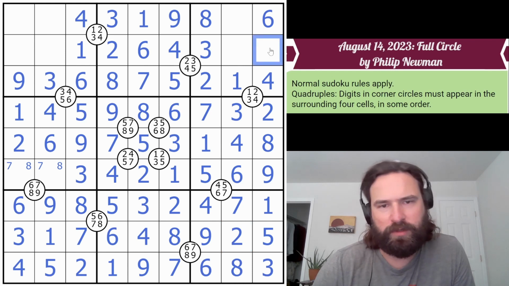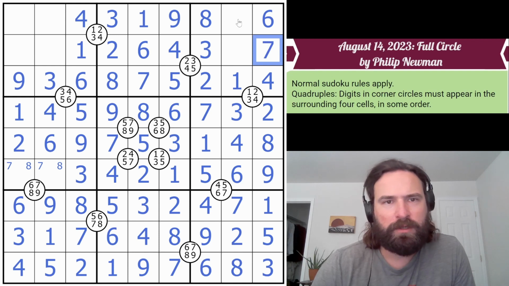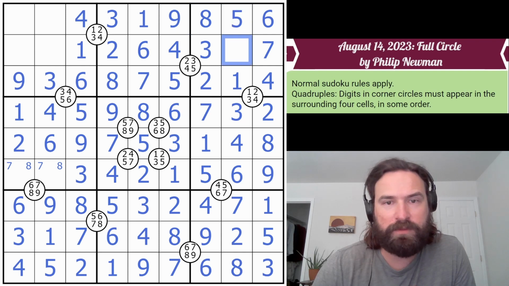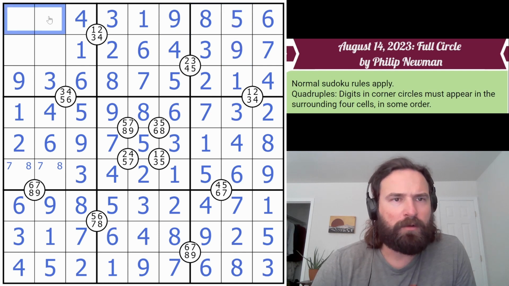Alright, so what's this number going to be? 1, 2, 3, 4, 5, 6. We got a 7 here, I think. What are these two? 1, 2, 3, 4, 5, and 9. There's a 9 there. This is a 5. This is a 9. What are these? 1, 2. I need a 2 and a 7. There's a 2. Alright, 2, 7.